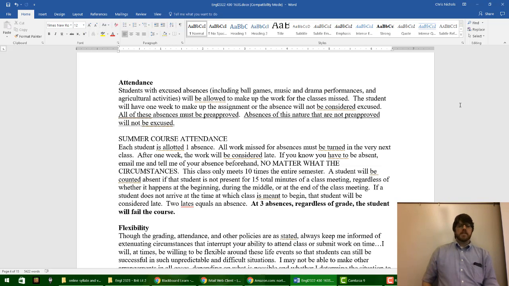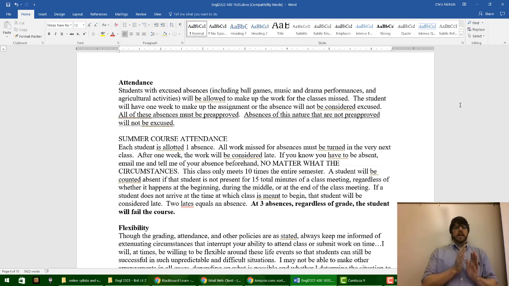A student will be counted absent if that student is not present for 15 total minutes of a class meeting, regardless of whether it happens at the beginning, during the middle, or at the end. If a student does not arrive at the time at which class is meant to begin, that student will be considered late. 2 lates equals an absence, and at 3 absences, regardless of grade, the student will fail the course.